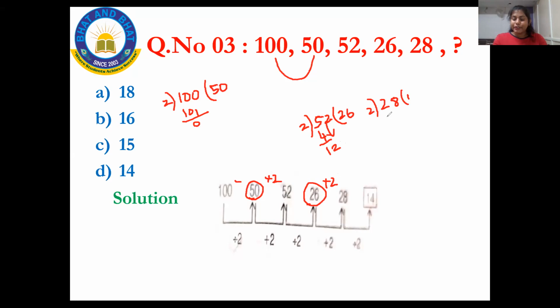2 1s are 2. 0 remainder. Take 8 down. What is 8 now? 2 4s are 8. Is there any option with 14 as the answer? Yes, that is option D.